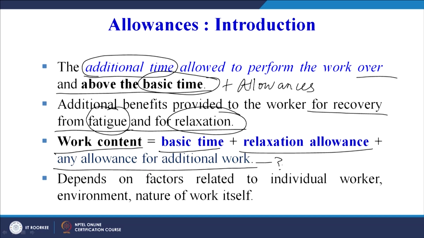This we will try to understand, what is the additional allowance for additional work. So, this depends on factors related to the individual worker, the environment in which the worker is performing the task, and the nature of the work itself. The nature of the work may involve use of a lot of body parts, it may involve a lot of heavy lifting of jobs or heavy lifting of equipment or heavy lifting of tools. So, the work involved may also dictate how much allowance or what type of allowances must be considered for calculation of the standard time.